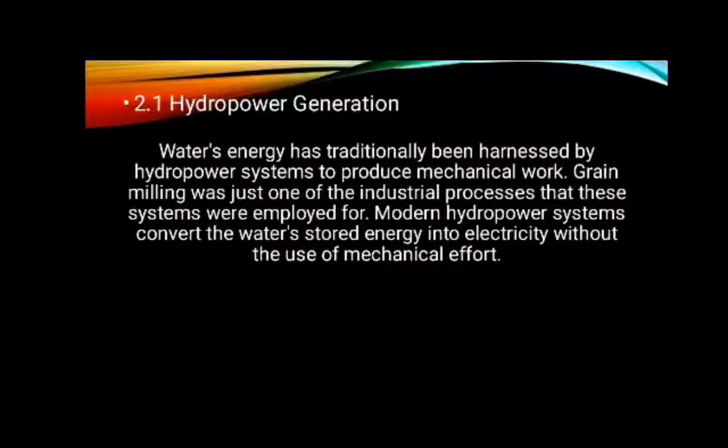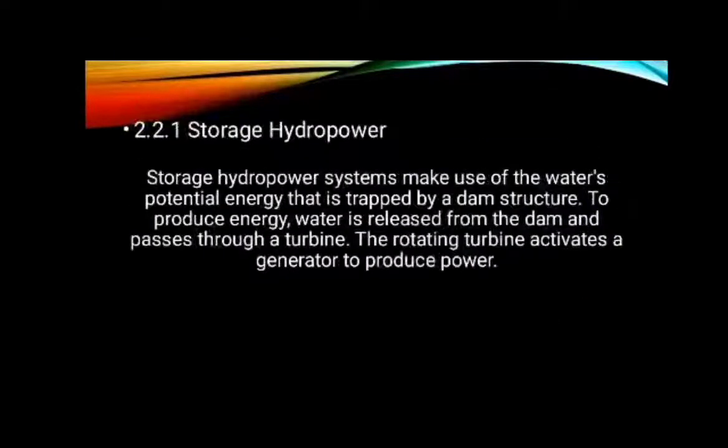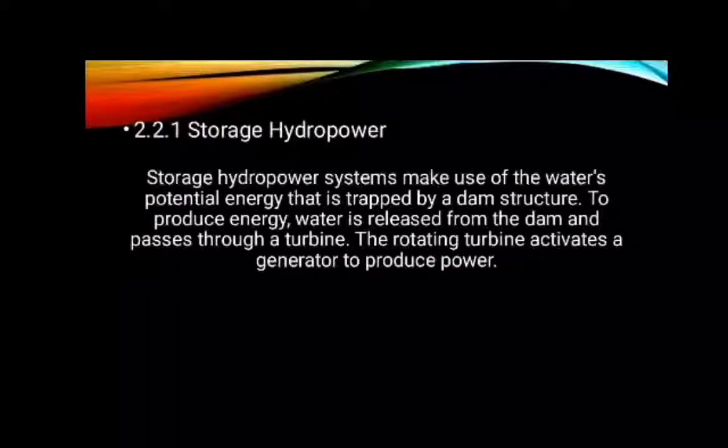Hydropower generation. Water's energy has traditionally been harnessed by hydropower systems to produce mechanical work. Grain milling was just one of the industrial processes that these systems were employed for. Modern hydropower systems convert the water's stored energy into electrical energy without the use of mechanical effort. Storage hydropower. Storage hydropower systems make use of the water's potential energy that is trapped by a dam structure. To produce energy, water is released from the dam and passes through the turbine. The rotating turbine activates a generator to produce power.